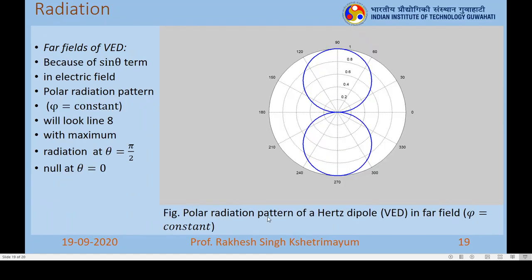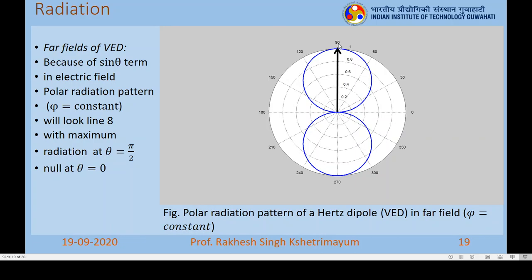Basically, we can do the polar radiation pattern of a Hertz dipole, a vertical electric dipole, in the far field for any arbitrary phi equal to constant. We make phi equal to constant, let's say phi equal to 0, or 90 degrees, or 45 degrees. In that case, we can plot the fields, and because of that sine theta, this looks like a shape of 8. So maximum radiation is at theta equal to pi by 2.